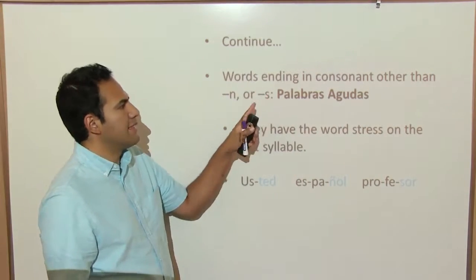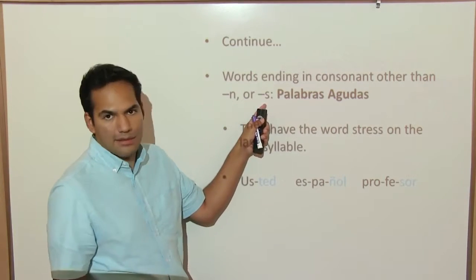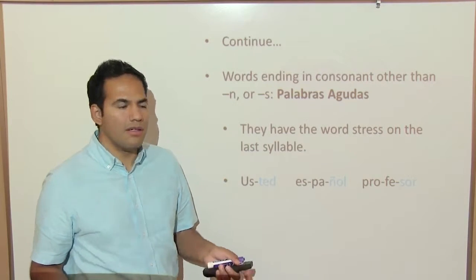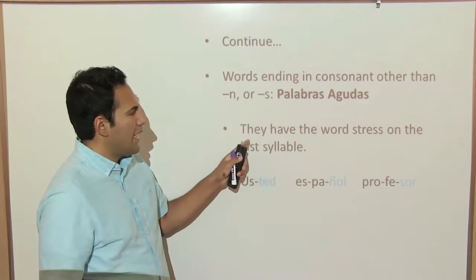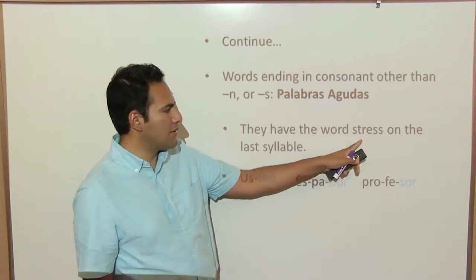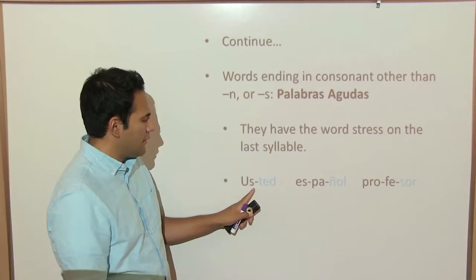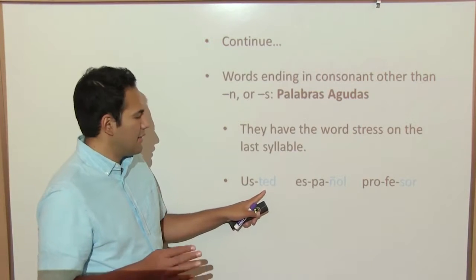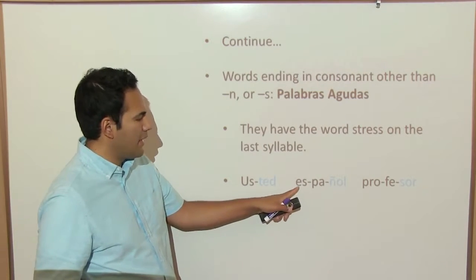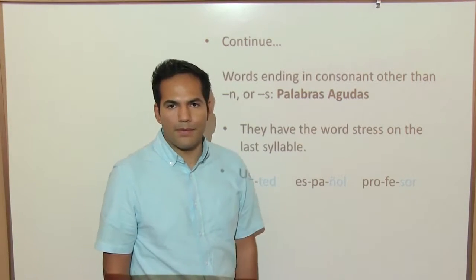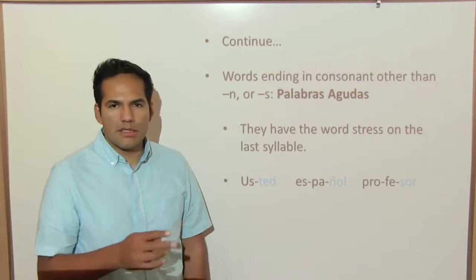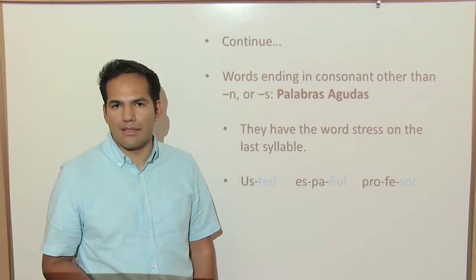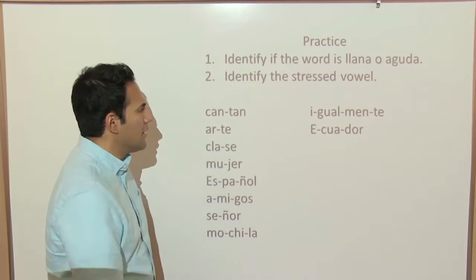Okay? And the second type of word is palabras agudas. Palabras agudas are words ending in a consonant other than N or S. So if the word ends in any consonant that is not N or S, and not a vowel, then it's going to be a palabra aguda. And palabras agudas have the word stress on the last syllable. For example, usted ends with a consonant and it has the stress on the last syllable. Usted, español, profesor. Okay? So that's pretty much the two types of words that you have to remember. There are other ones, but this is just a brief introduction to word stress as well as marked accents on the words. So here I have a practice.